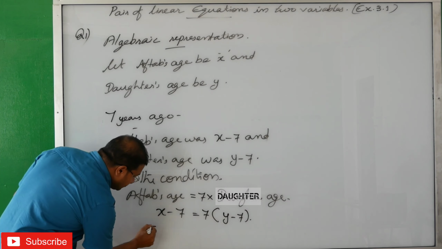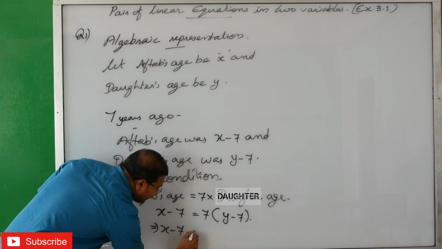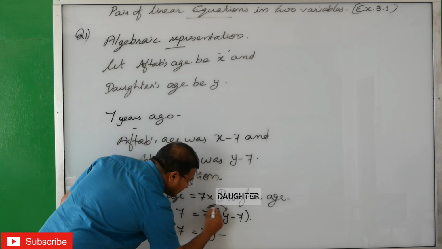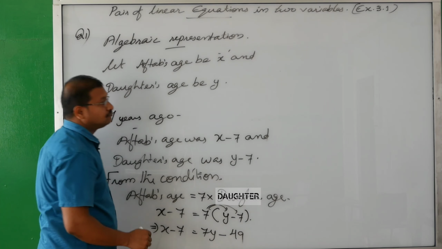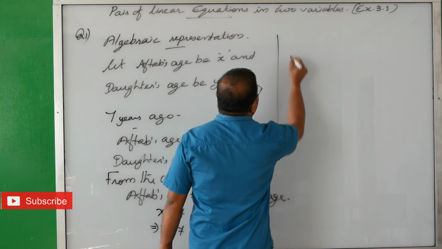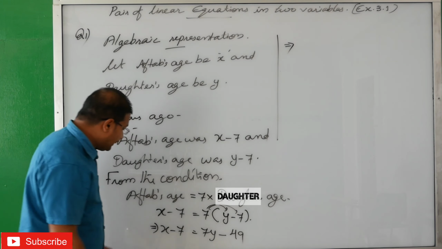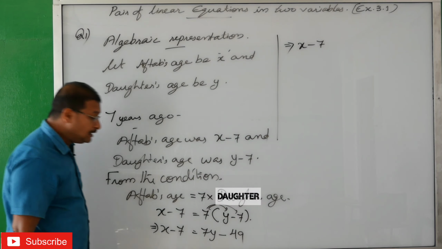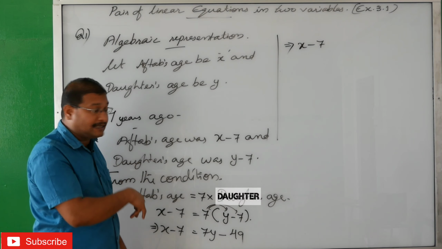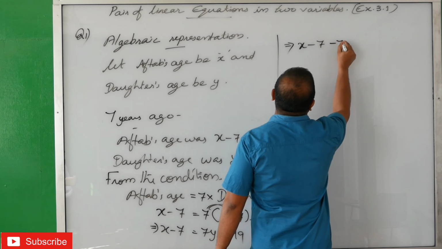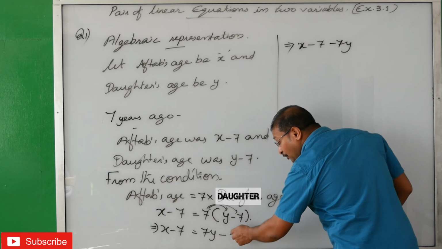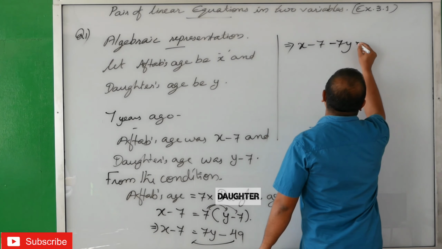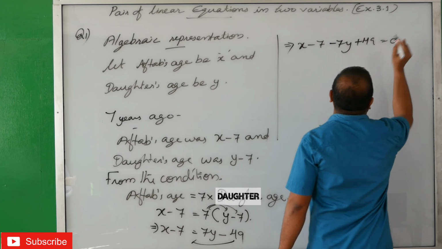Ready? Now this implies x minus 7 equals, we are opening with the 7. 7 into y, 7y, minus 7 into 7, 49. Ready? This implies, what will you write? x minus 7. After that, 7y will carry to the next side. That means it will be minus 7y, and then minus 49 will carry to the next side. Then it will be plus 49 equal to 0.